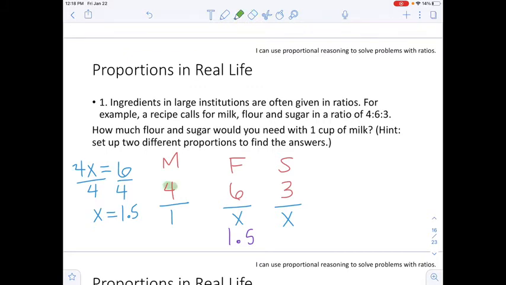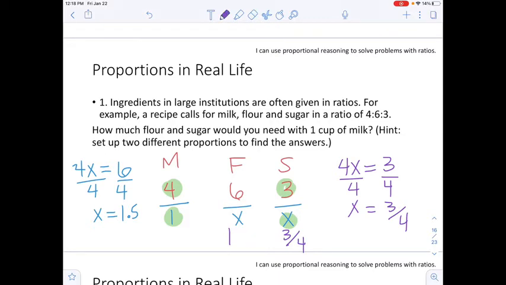to my original. So I'm going to use cross products with milk and sugar. So 4 times X, which is 4X, and set that equal to 1 times 3, which is 3. Then I'm going to divide both sides by 4 to get X by itself. And I'm left with X equals 3/4. So this would be 3/4. And I suppose since I'm leaving that one in fraction form, I can change 1.5 to 1.5 cups. So if we use 1 cup of milk, we use 1.5 cups of flour and 3/4 cup of sugar.